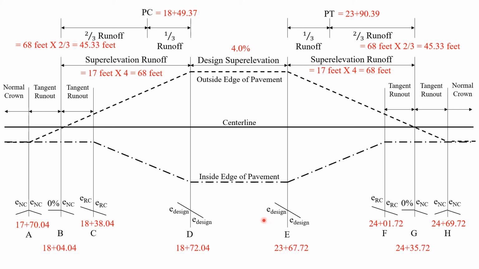Obviously, you don't have to do them in this pattern. This is just the pattern that I followed. You could do it many different ways to actually get all of these values. But ultimately, what we're trying to do here is solve for the stations of A through H in our relative gradient profile.